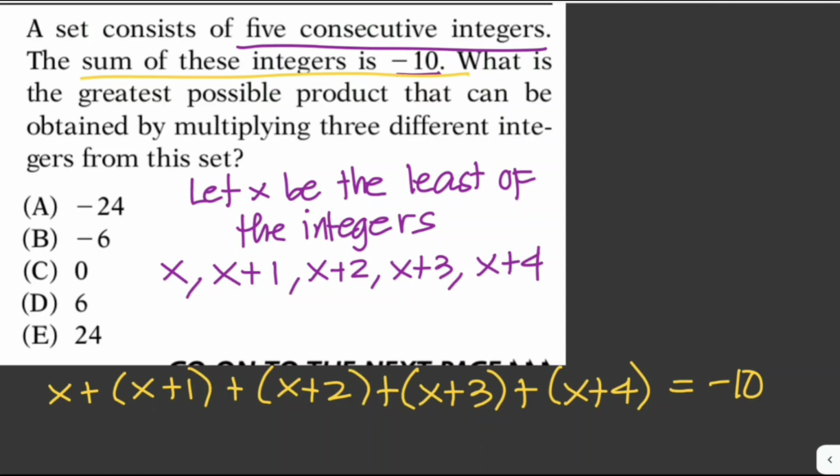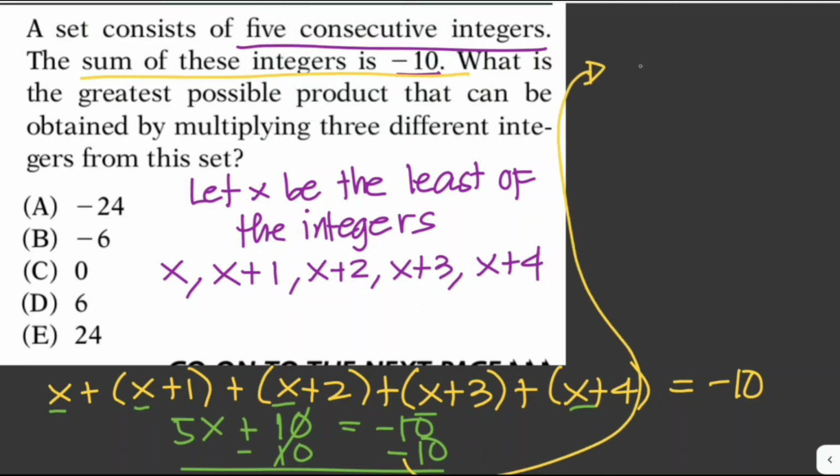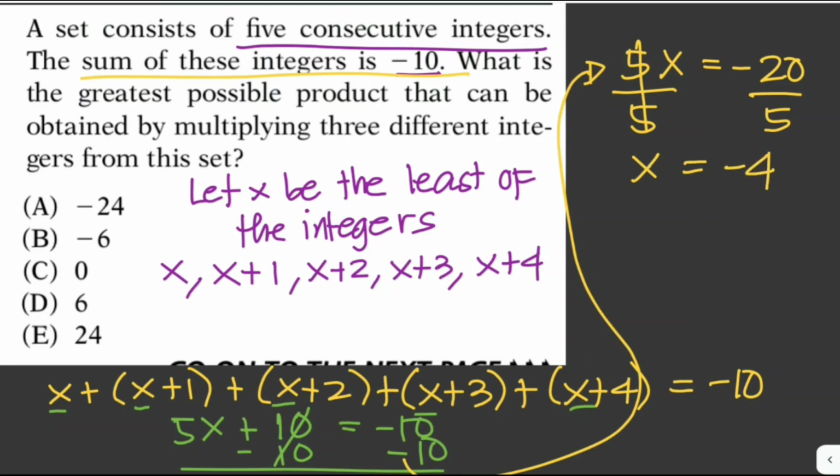Then we group like terms. So we have x plus x, 2x, 3x, 4x, 5x. So this is 5x plus 1, 3, 6, 10. So this is 5x plus 10 equals -10. And then we subtract 10 from both sides. So we're left with 5x equals -20. And divide both sides by 5. Therefore, x is just equal to -4.